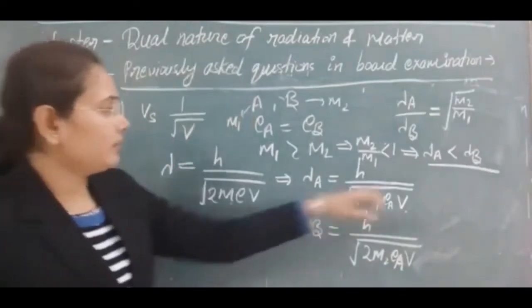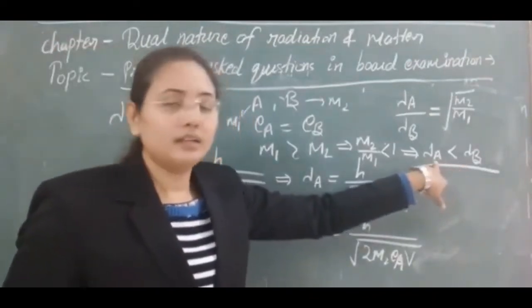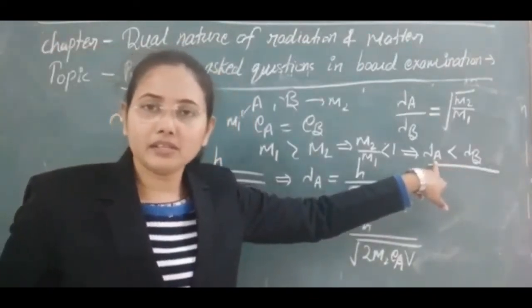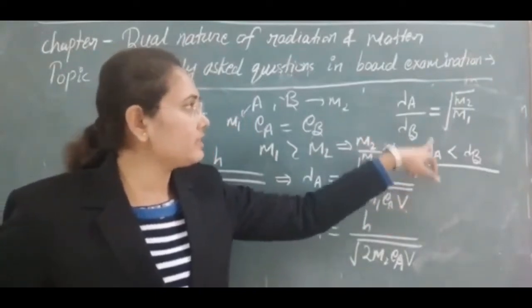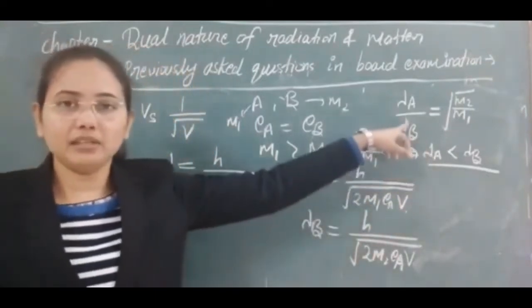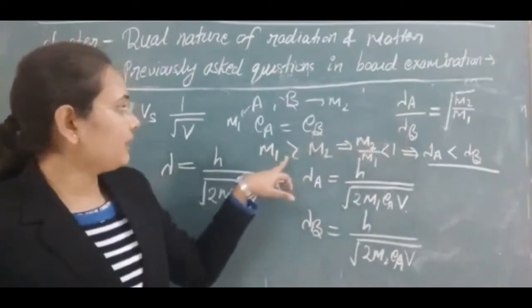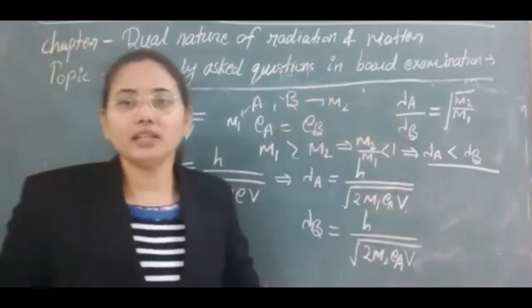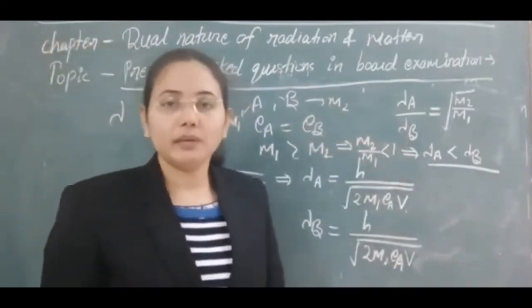So particle A represents the smaller wavelength. Reason, we have just described it: as the mass of the particle is greater, obviously the wavelength associated with it will be smaller.